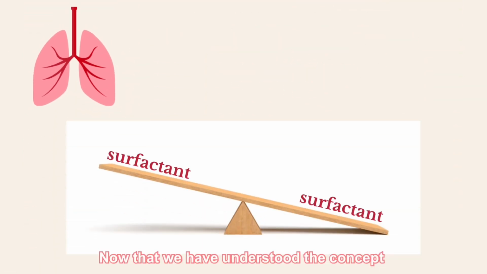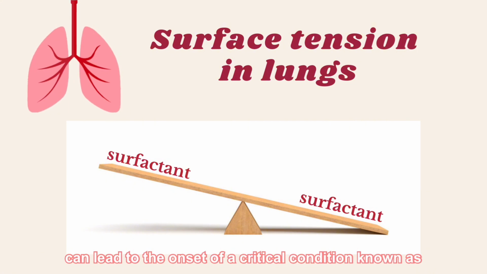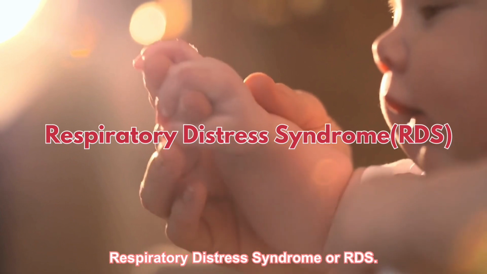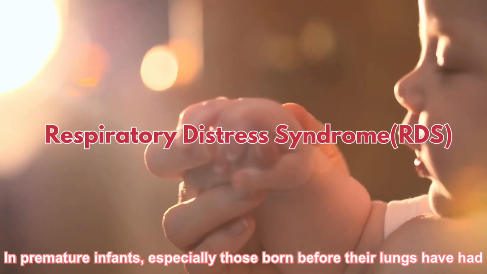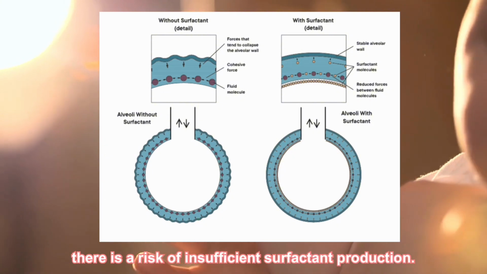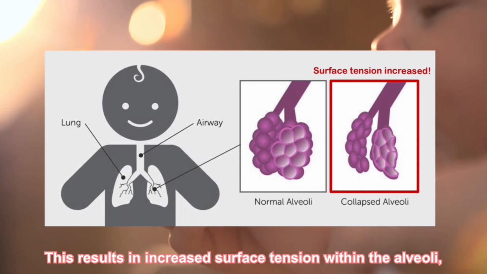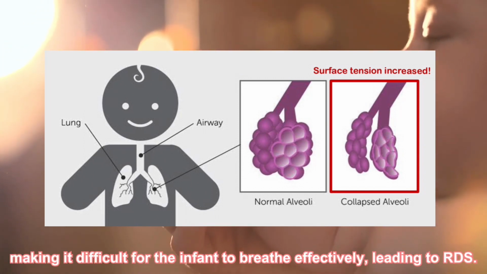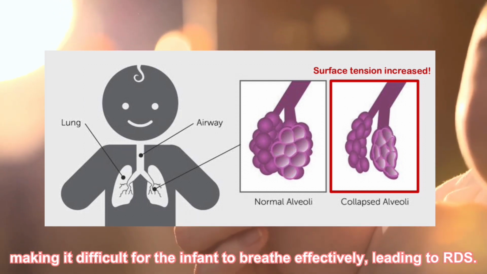Now that we have understood the concept of surface tension within the lungs, let's turn our attention to how disruptions in this delicate balance can lead to the onset of a critical condition known as respiratory distress syndrome, or RDS. In premature infants, especially those born before their lungs have had a chance to fully develop and produce sufficient surfactant, there is a risk of insufficient surfactant production. This results in increased surface tension within the alveoli, making it difficult for infants to breathe effectively, leading to RDS.